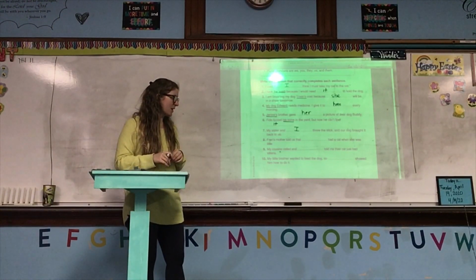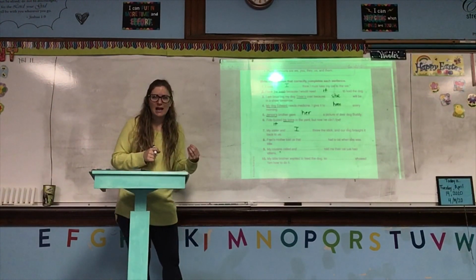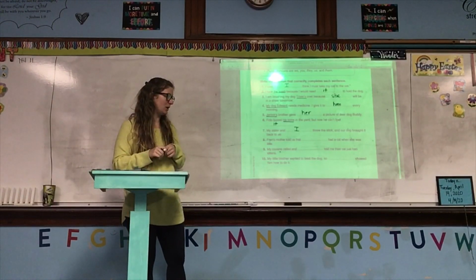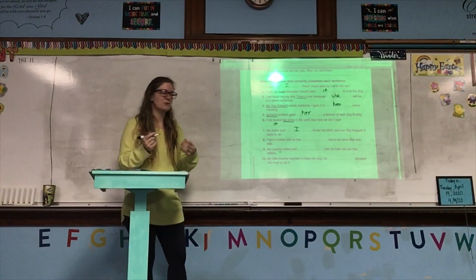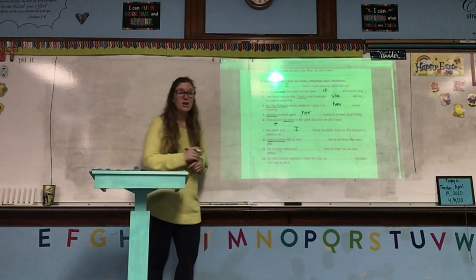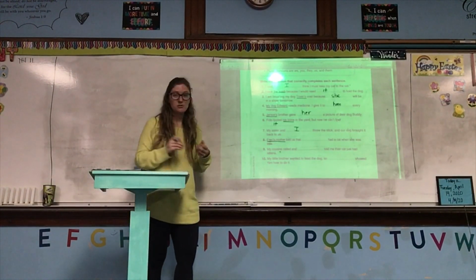Number 8, Fran's mother told us that blank had a cat when she was little. Well, we're probably not talking about Fran having a cat when she was little. We're not talking about us having a cat when she was little. We're not talking about the cat having a cat when she was little. So we must be talking about Fran's mother. There's only one mother. Mothers are girls. So that means we have to use she or her.